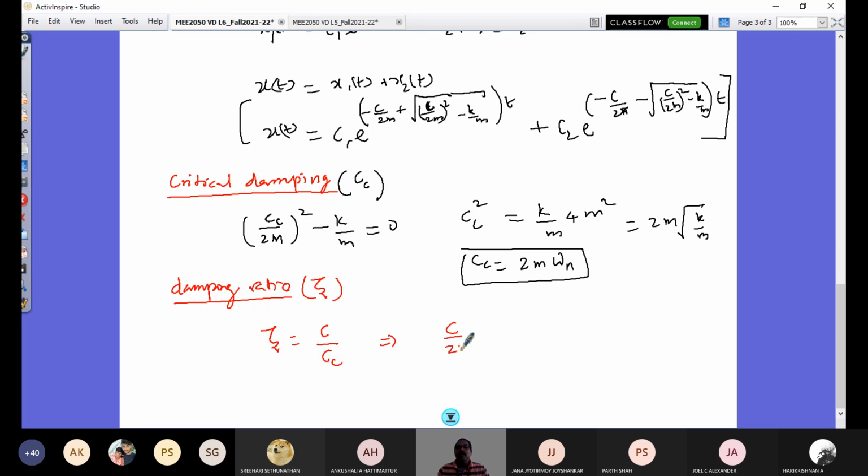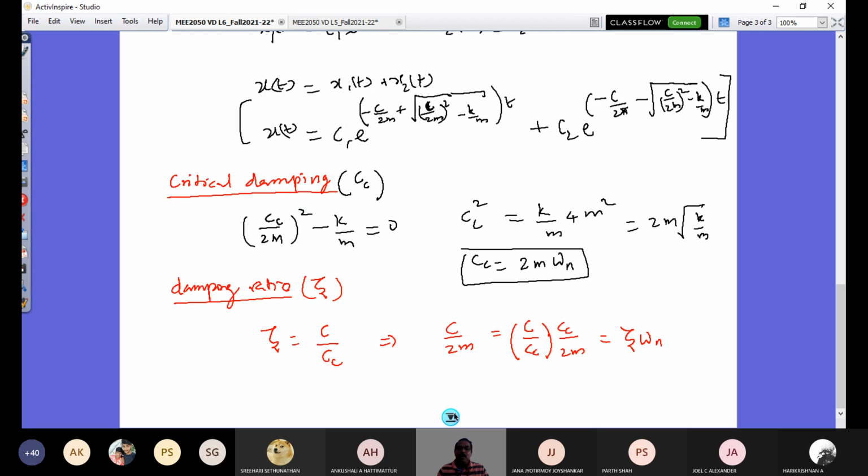And this can be understood from here like this. C by 2m can be rewritten as C by Cc into Cc by 2m. So I just have Cc by Cc. So this is the definition of zeta, and Cc by 2m is what? Omega n. Cc by 2m is omega n. So I can rewrite this as zeta omega n. So C by 2m is zeta omega n.